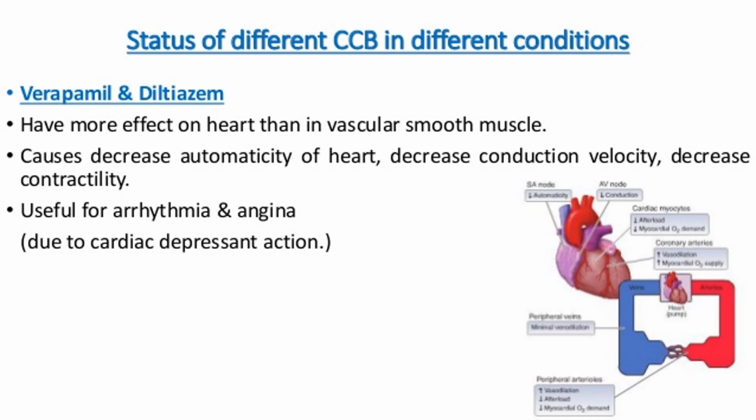These two drugs, verapamil and diltiazem, have more effect on the heart than on the vascular smooth muscle. They cause decreased automaticity of the heart, decreased conduction velocity, and decreased contractility. So this response is basically used in angina due to cardiac depressant action.